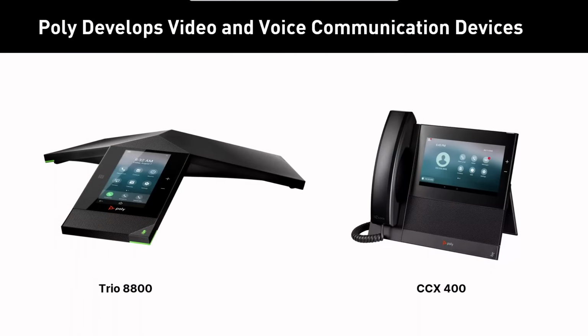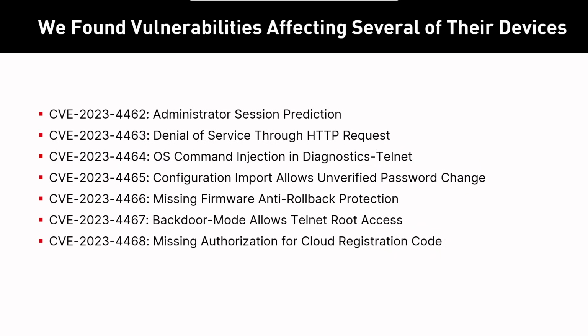And in summer this year, a client asked us to look into these kind of devices, basically the two you see on the slides. The Trio 8800 is a conference speaker, which you can put in your meeting room. And the CCX is a smart telephone with Teams support. And we found several vulnerabilities in these devices. And we will talk about them today.